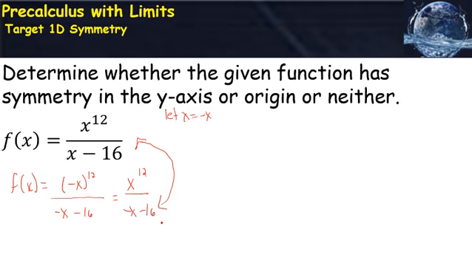Now I look at these two. Are these identical to each other? And the answer is no. There's a negative here, and there isn't one here. So this means it's not symmetric over y, or not symmetric in the y-axis. Like I said, when I was learning, it was over, now it's in.